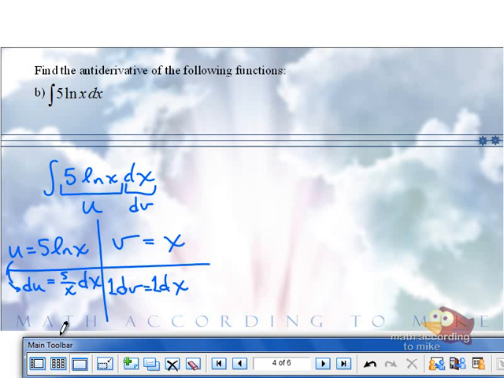So the integral of u dv is equal to u, what's u, times v, what's v, minus the integral of v, which is x, du, which is 5 over x dx. There's technically a product right here as well.